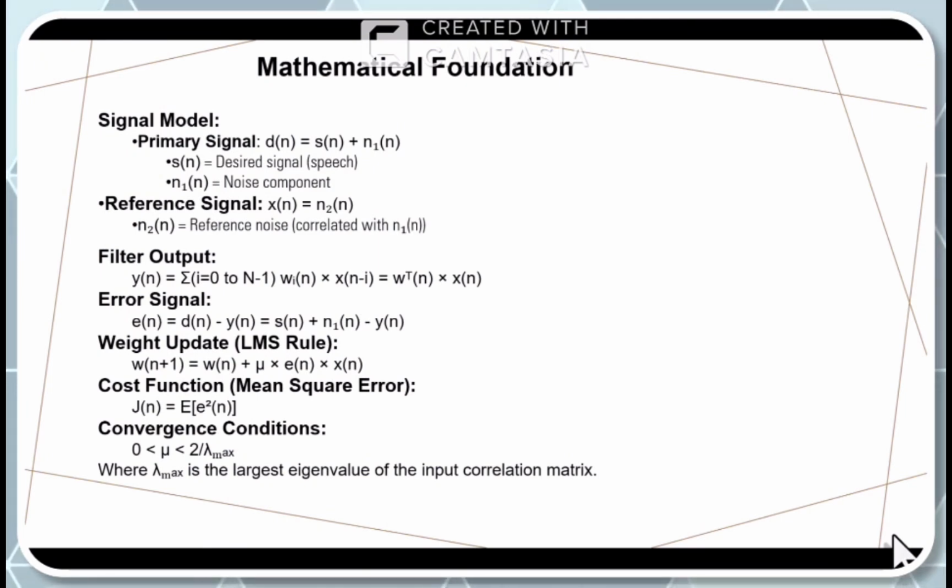Then mathematical foundation. The signal model: the primary signal is s(n) plus n1(n), where s(n) is the desired signal and n1(n) is the noise component. Then the reference signal n2(n) is reference noise correlated with n1(n).